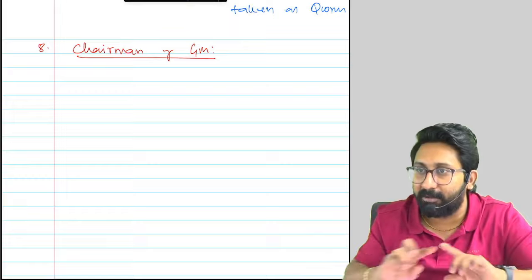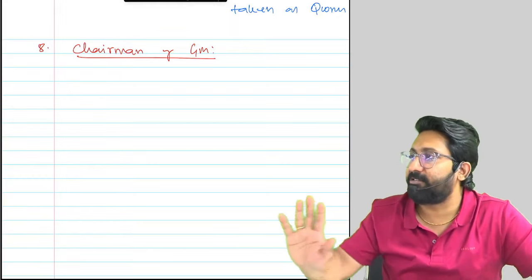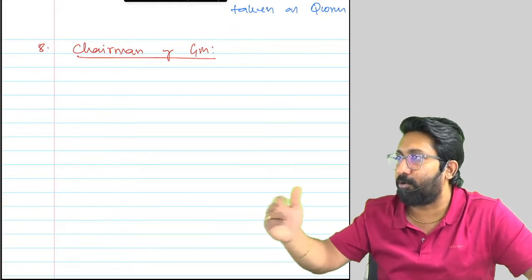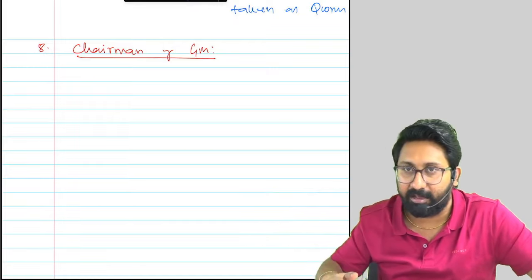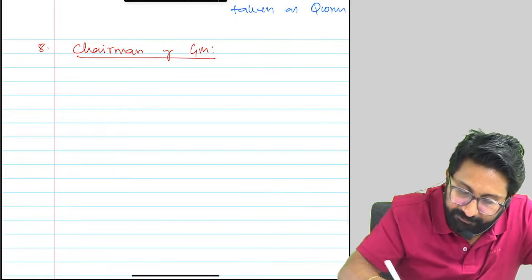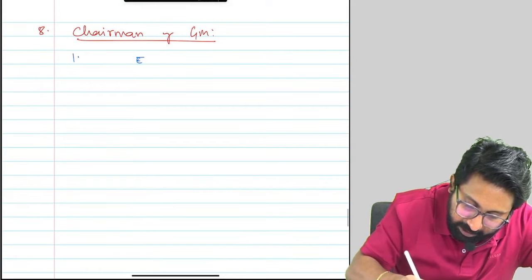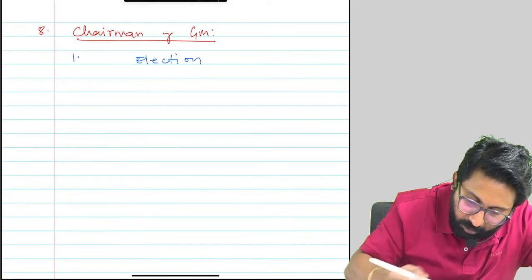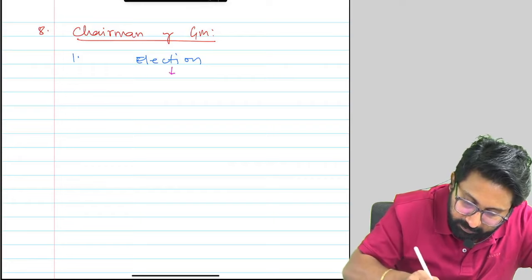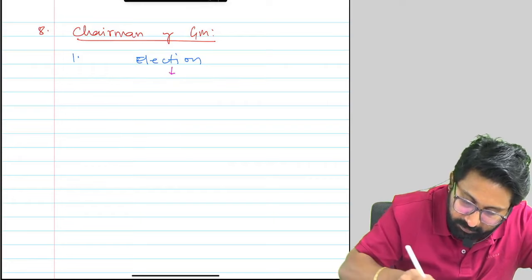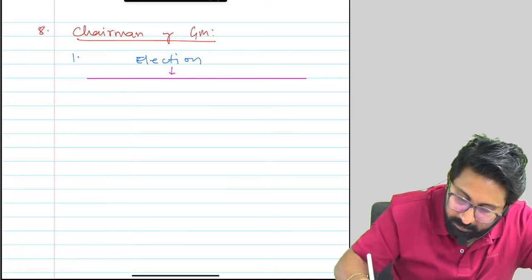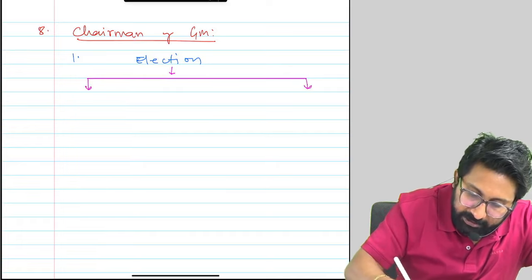Did you understand all the points inside chairman? Revision class, don't expect me to repeat more than this. Everyone understood the concept clearly, yeah? Let us start. Chairman of a GM. Number one, election. Two branches.